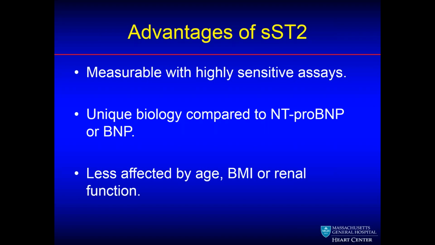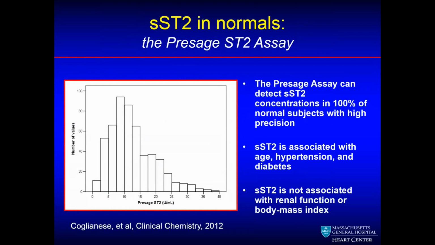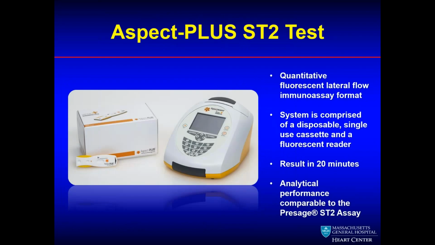Now, in order to measure ST2, there are different assays that are available. There's an automated ELISA assay that can measure ST2. This is more laboratory-based. In addition, there's a point-of-care assay, the Aspect Plus ST2 test, that provides results with a lateral flow immunoassay.